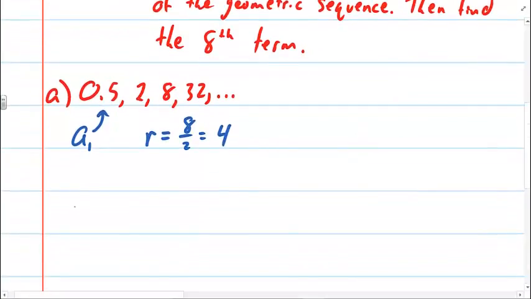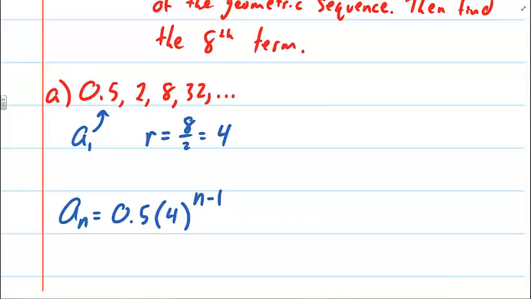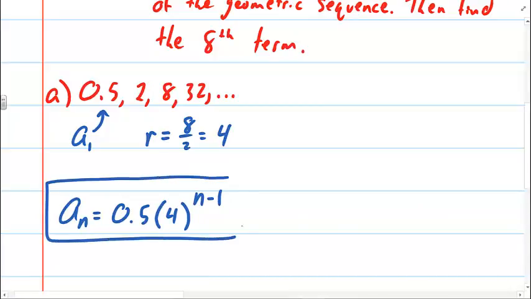The formula again was a sub n equals a sub 1, so that'll be 0.5, times r, and when they do this they usually put it in parentheses like this. So it's times r to the n minus 1. And unless you tell me what n you want, that's as good as I can do. There's nothing to do. There's no distributive property, anything else.